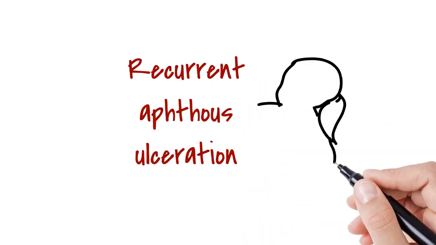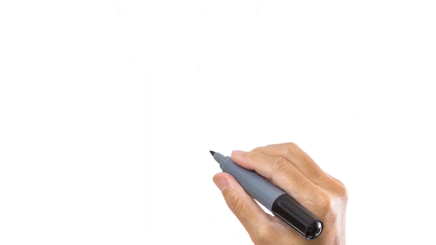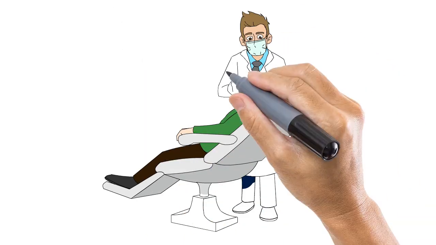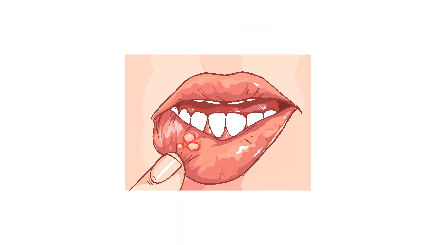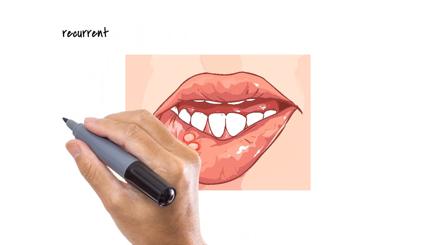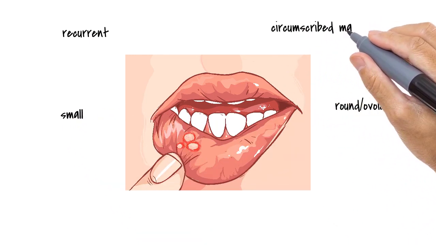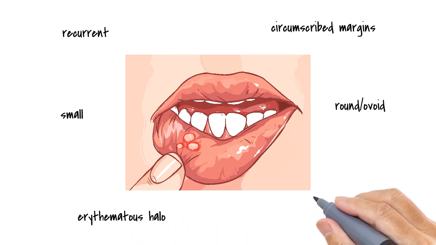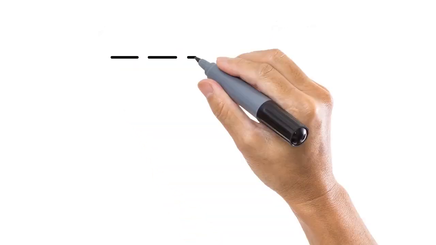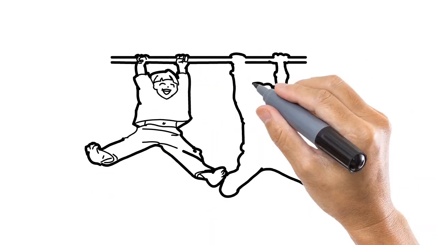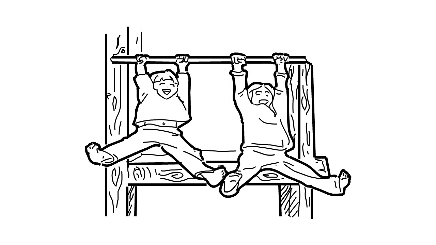In today's video, we're going to be talking about recurrent aphthous ulceration. So this is a super common condition that practically all dentists will see in patients. It presents with recurrent small, round or ovoid ulcers with circumscribed margins, erythematous halos, and a yellow or grey base. It typically starts in childhood or adolescence and tends to resolve with age.